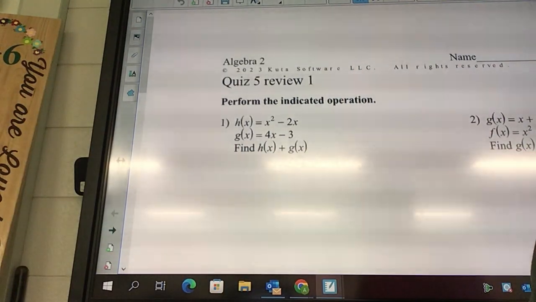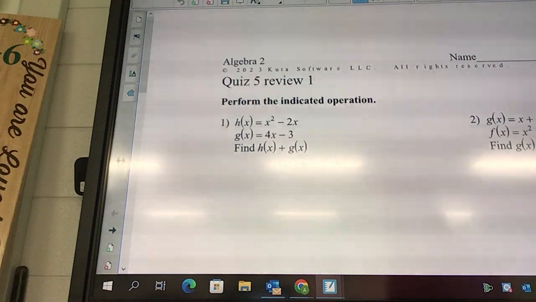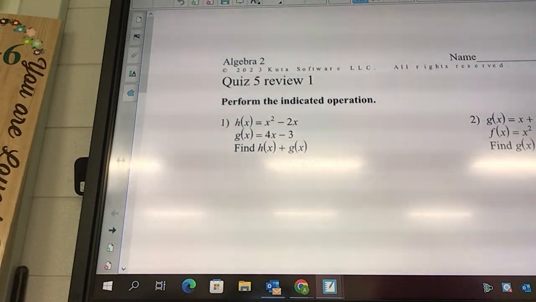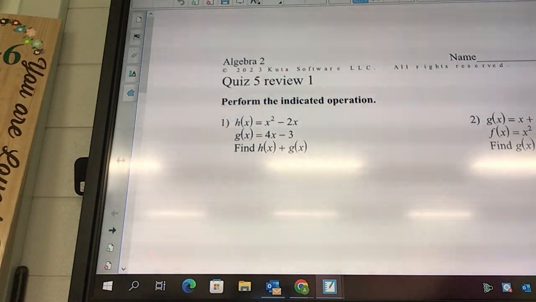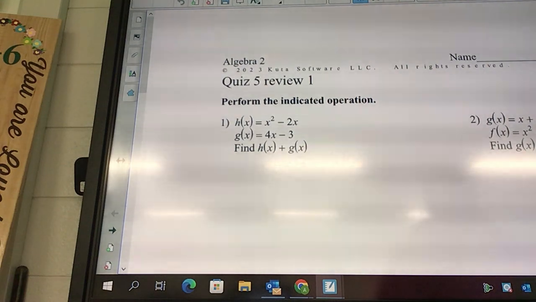Nothing new, it's just everything we've done. This is what your quiz will look like with a little bit fewer questions, okay? So if we look at number one, what's it telling us to do? What is the operation? Find h of x plus g of x. So plus, okay? So what is our h of x?